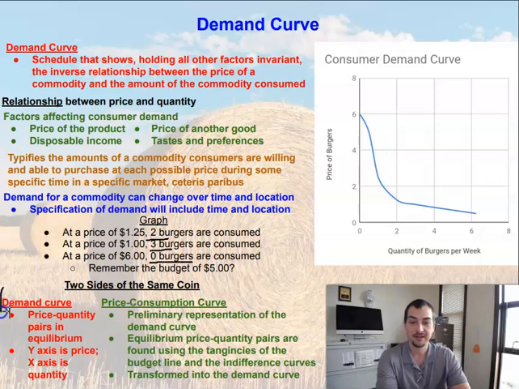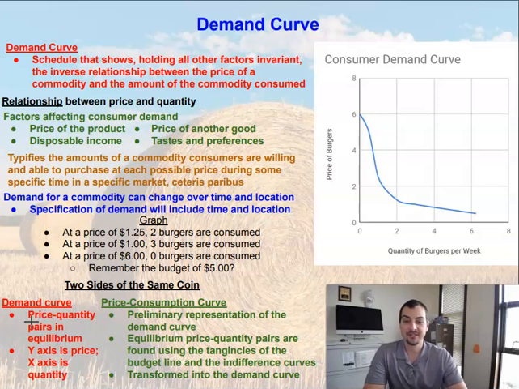Now, this demand curve and this price consumption curve, well, they're 2 sides of the exact same coin. We're actually going to be developing our demand curve off of our price consumption curve. So this demand curve is price quantity pairs in equilibrium. So remember that we have this consumer equilibrium, and we're looking at the price and quantity pairs back on this price consumption curve, the price quantity pairs that are in equilibrium that we're finding off of our price consumption curve.